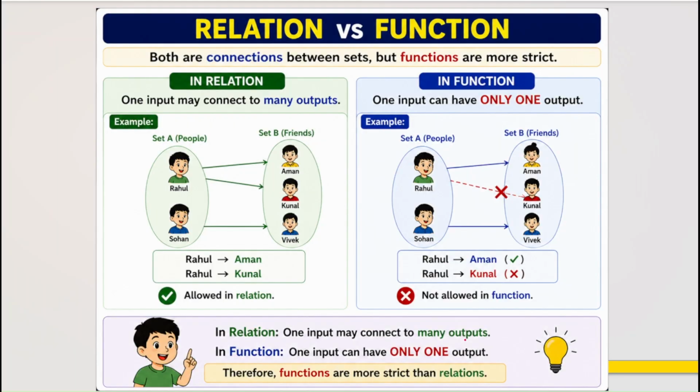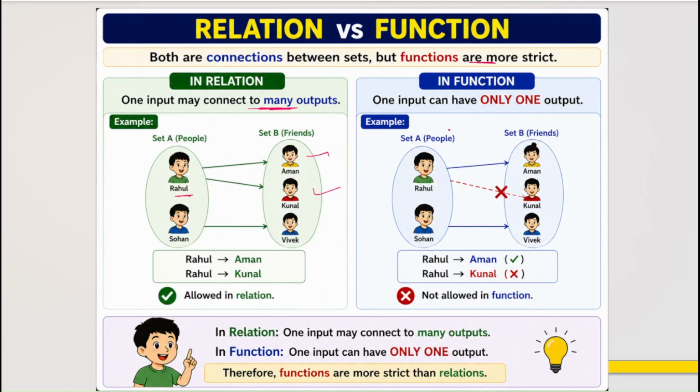Now, the difference between relation and function. What is the difference? That is a very important term again. Both are connections. First, understand relations and function both are a connection, but functions are more strict. In relation, one input may connect to many outputs. For example, there is a student Rahul. Rahul can have in another class the friends Aman and Kunal, right? Or he can have multiple friends, right? So in relation, that is allowed.